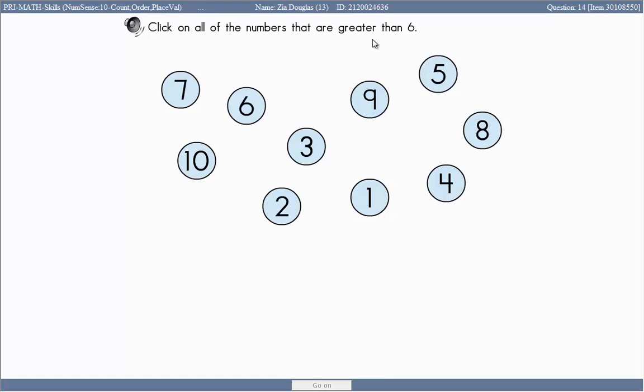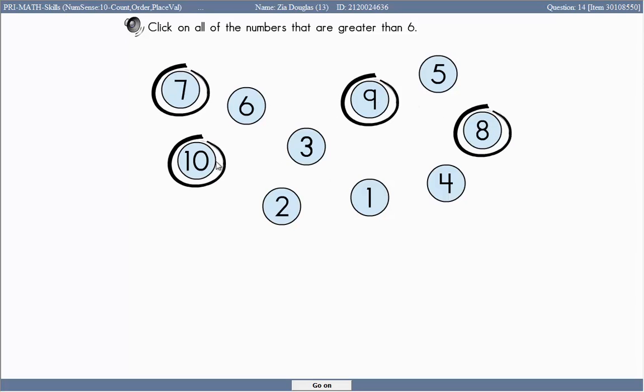So if they drew that number line 1 to 10, they could put their finger over 6, and anything past 6 would be bigger or greater. And so we would say 7, 8, 9, and 10.